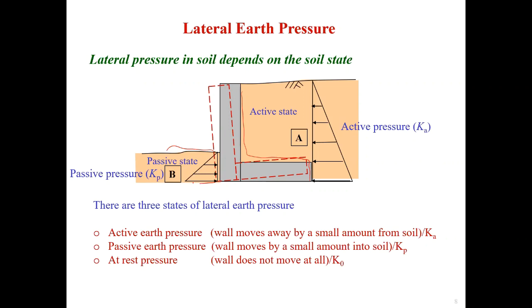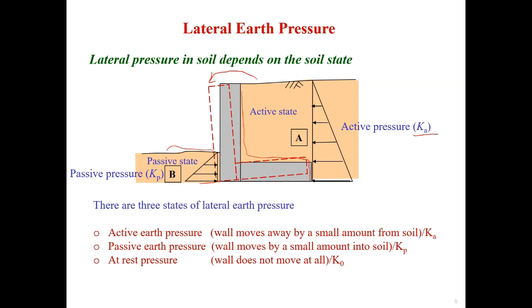The active state is when the wall moves away from the retained mass. Here we have to be careful. If you have a wall here and the soil on the right-hand side, there's a tendency for the wall to move away from the soil. In this way, you could generate active earth pressure. This active earth pressure is the minimum theoretical net pressure that a given soil mass will exert on a retaining wall that will move or rotate away from the soil until the active state is reached. In this case, the soil is in extension, and we have the corresponding active pressure coefficient, Ka.